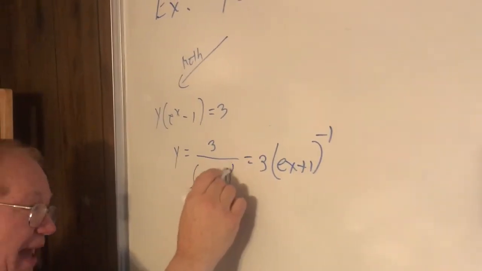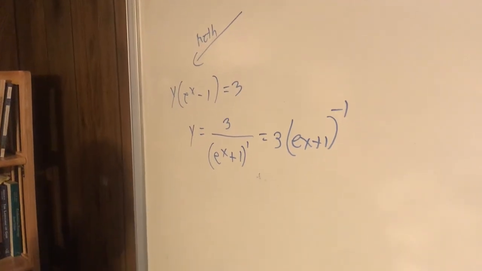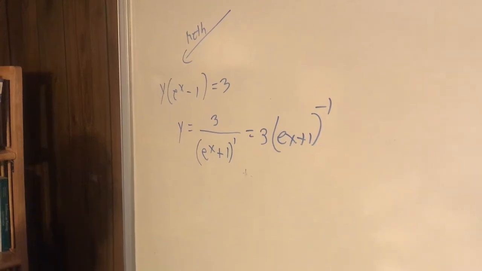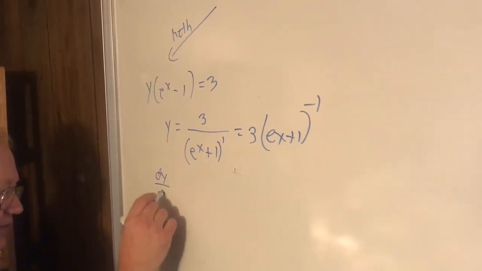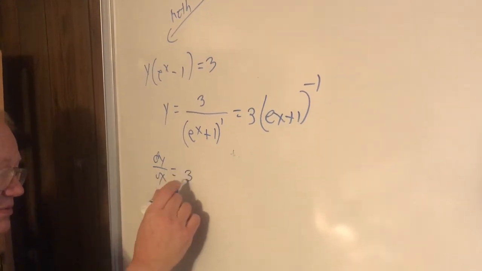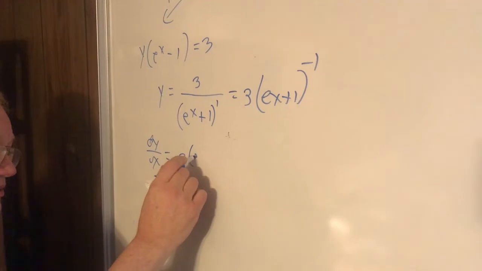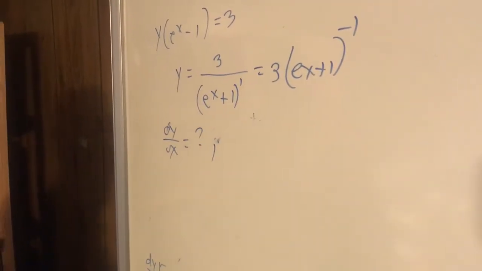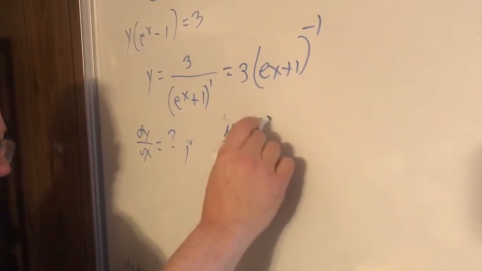Notice this is to the power 1. If I bring it up into the numerator as we do, we negate the power. That means I don't have to do the quotient rule. So what is dy dx? Okay, so what is dy dx? That's what I want. So what I want to do is let my u equal e to the x plus 1.